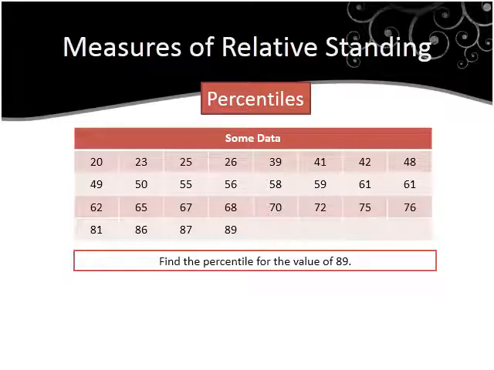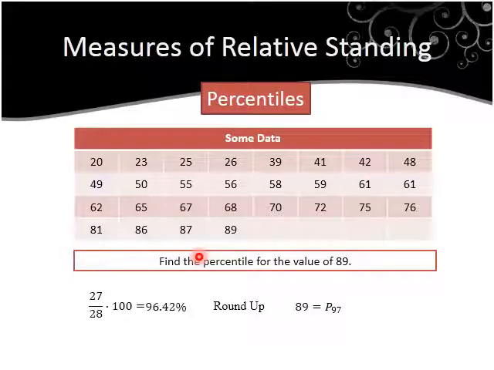Find the percentile value of 89. So in this case, I'm going to count up all the numbers less than 89, which of course, since there's 28 data points, then 27 of them must be less than 89. So I'll have 27 divided by 28 gives me 96.42, and I'm going to round that up to 97. So that means 89 is in the 97th percentile.